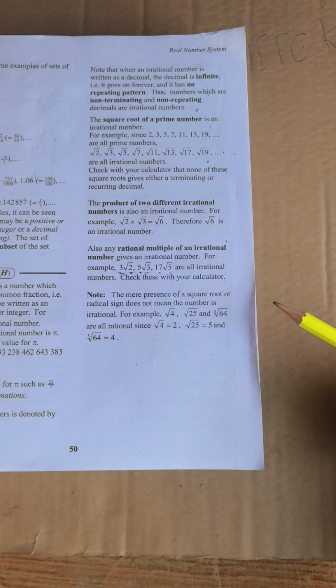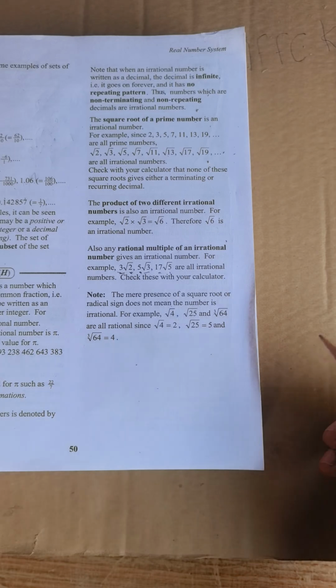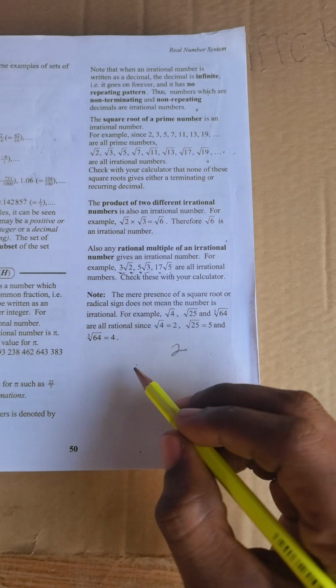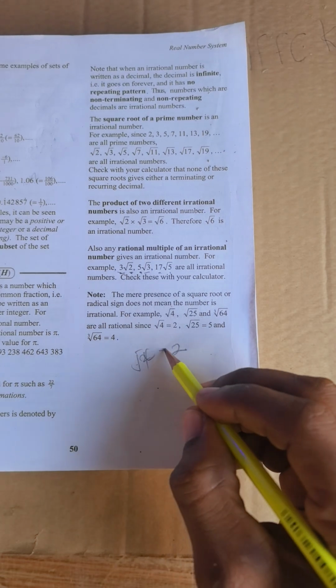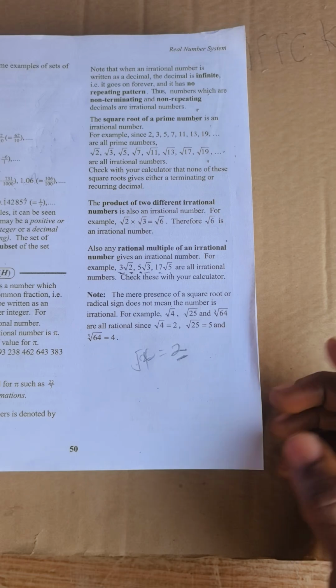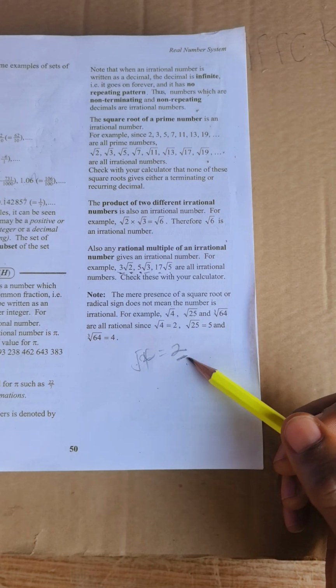Note, the mere presence of a square root or radical sign does not mean the number is irrational. For instance, if I write square root of 4, the answer is actually what? A rational number. We get 2. Square root of 4 is 2, and this is a rational number or an integer.